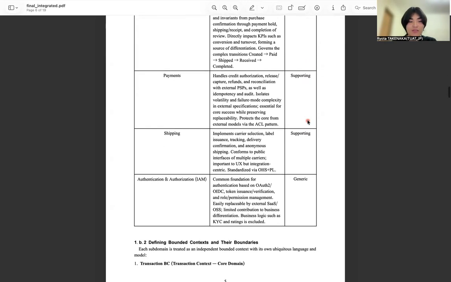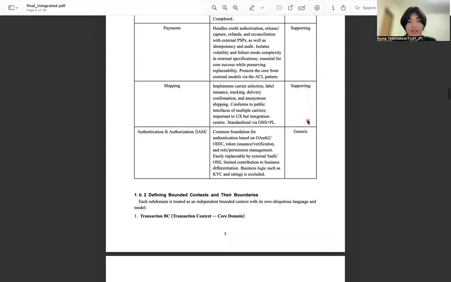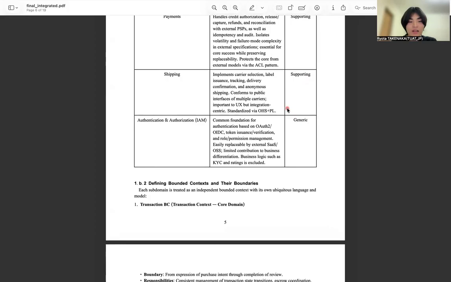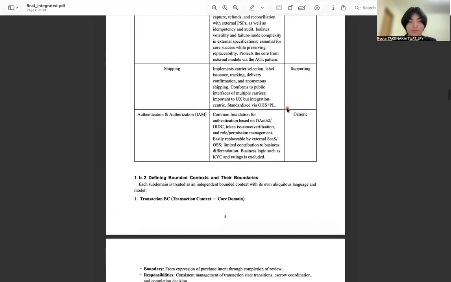The next is payments. This handles everything about money: authorization, capture, and refunds. It's essential, but it supports the core. We use external PSPs for this, so we classify it as supporting. The next is shipping. This handles label issuing, tracking, and delivery. Like payments, it's a vital support function, often relying on external carrier APIs.